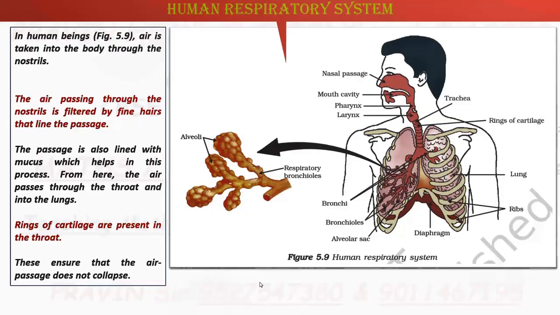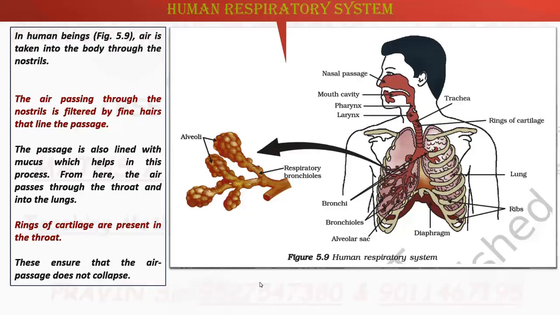Working of the human respiratory system. Air passes through the nostril, where it is filtered by fine hair, as I have already told. Then it passes through the pharynx and larynx. Then it goes to the trachea.